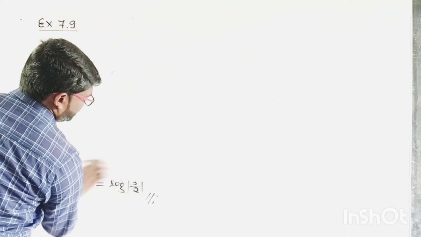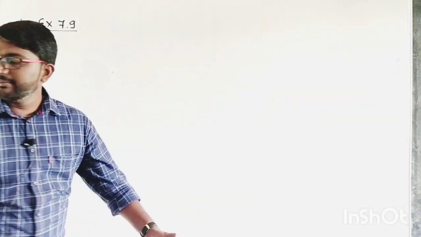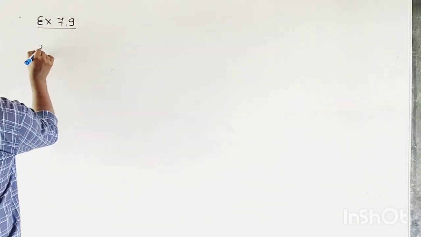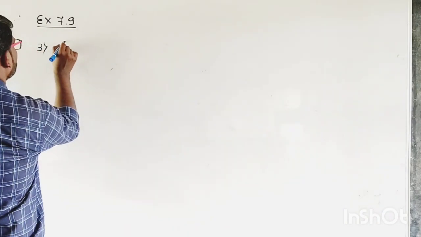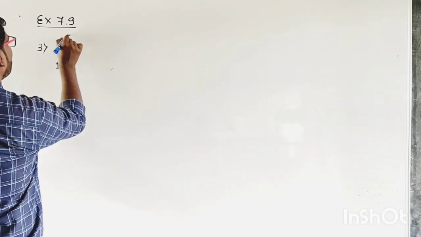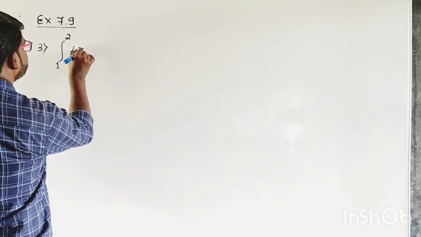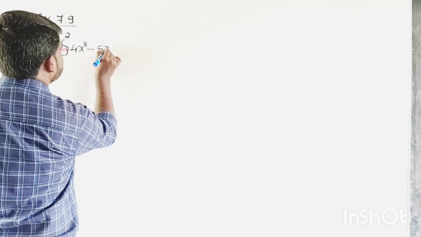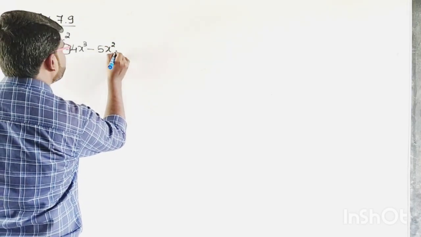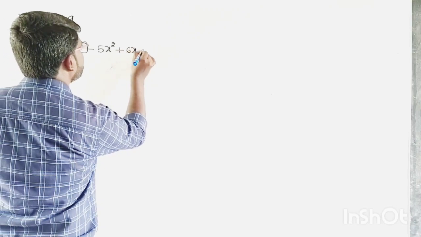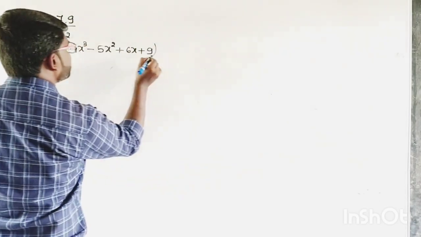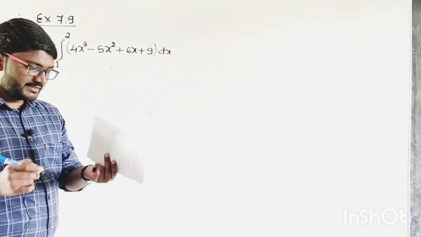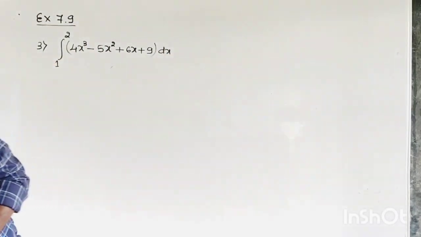Let us solve the third question of the exercise 7.9. So we'll write the third question. Integral 1 to 2 of 4x cube minus 5x square plus 6x plus 9 dx. So this is the given question and we have to solve this integral.